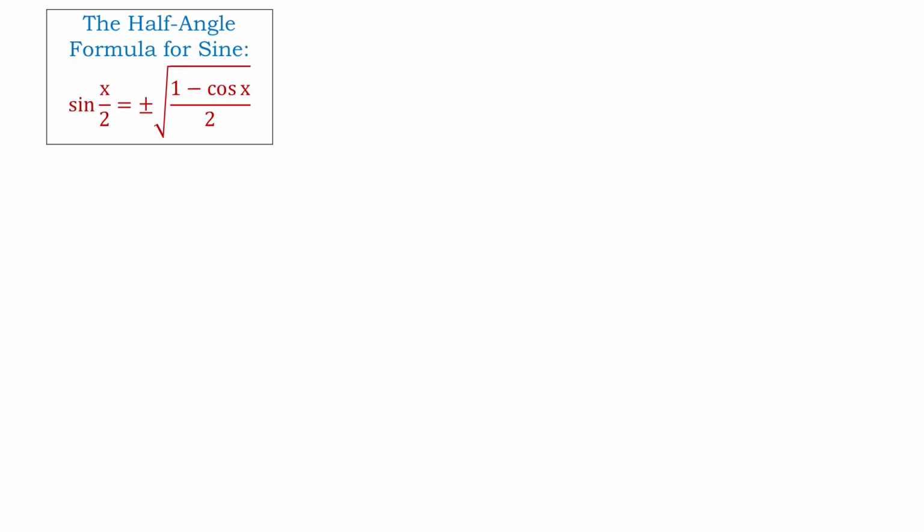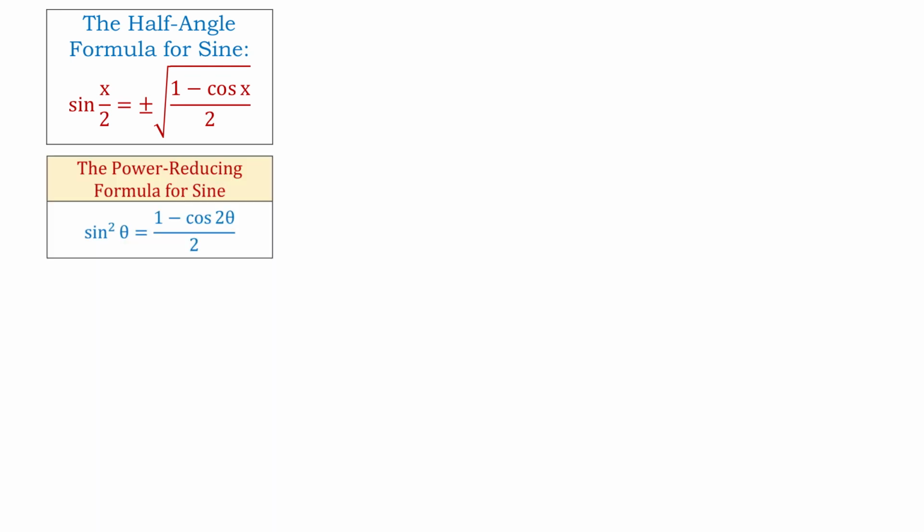So let's start with the half-angle formula for sine. To derive this formula, we will need the power-reducing formula. So here we have it, and this is sine squared of theta equals (1 minus cosine of 2 theta) over 2. And I will leave a link in the description below if you want to watch a video that explains the power-reducing formulas. Now here we will take this formula and we will solve it for sine of theta.